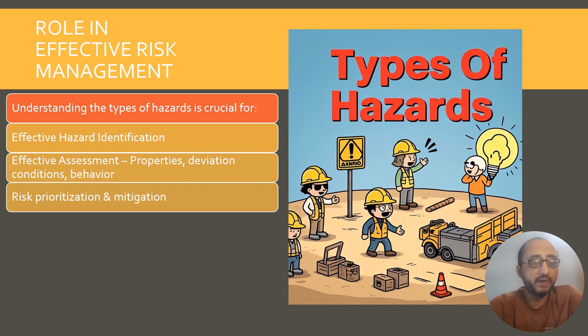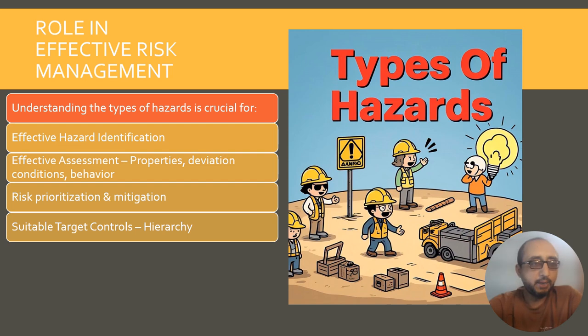Then they help in the effective assessment of the risk. If we have a good understanding of their properties, their deviation conditions, or their behavior under different circumstances or changing conditions, then we can make our risk assessment process more effective. Then they help in risk prioritization and mitigation. If we have a good understanding of the hazards and their properties, then we can prioritize them more effectively, and we can set the addressing order.